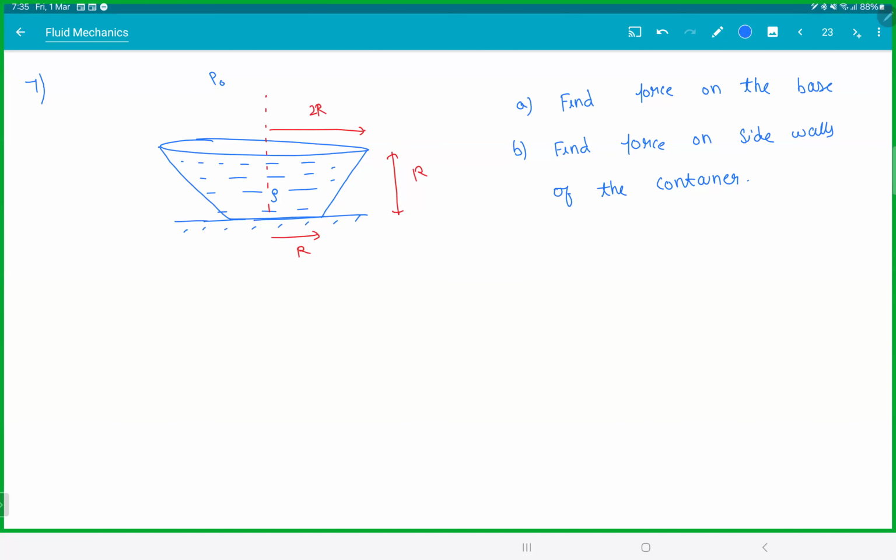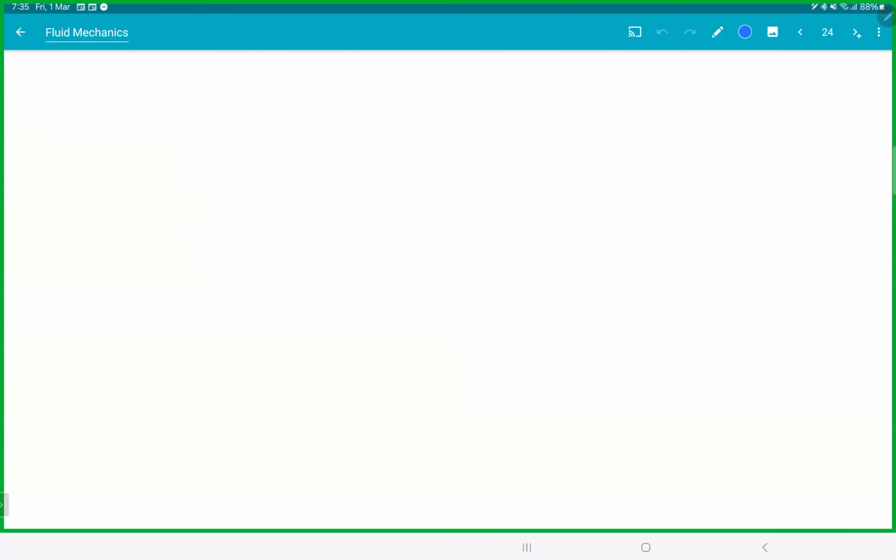Draw the FBD. First thing, the base is easy. At this point, the pressure will be P naught plus rho g r. Pressure depends only on the depth, into pi r square. This is the force on the base.